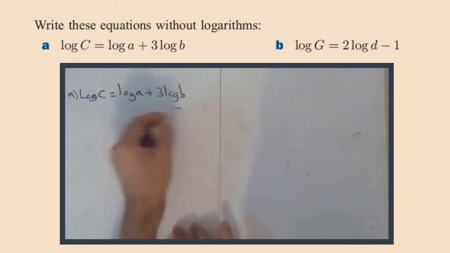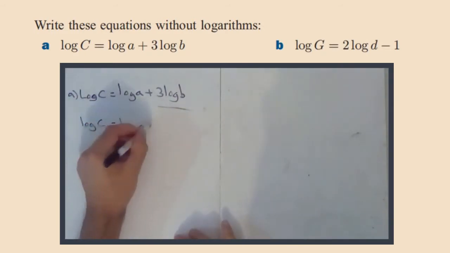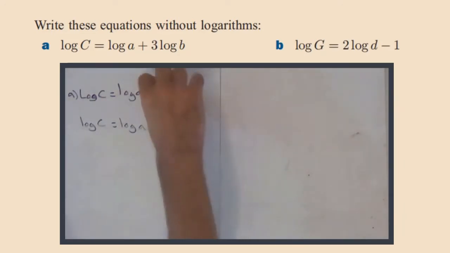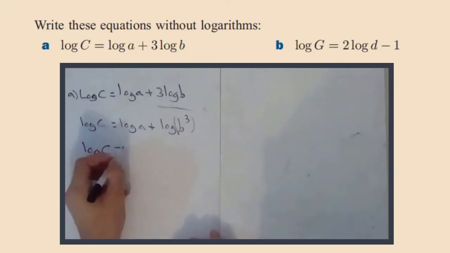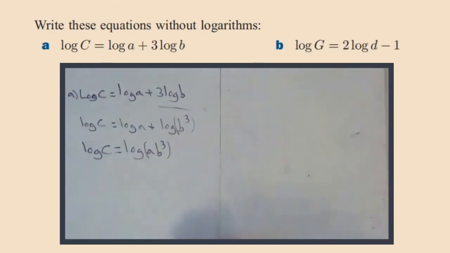The first step is going to be to use the third law on that 3 log B. So I'm going to write log C equals log A plus log B cubed. That's just simple third law of logs, putting the multiplier into the power, and then I can use the first law on this. I can say this is log AB cubed. So log C equals log AB cubed. So now we're in a position where we can undo the logs.